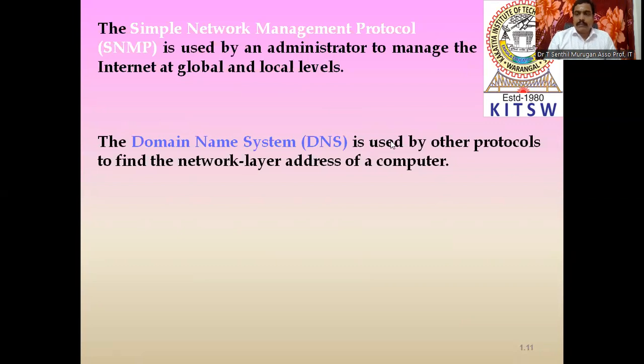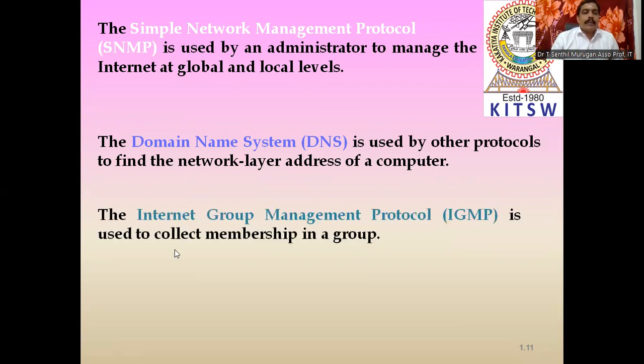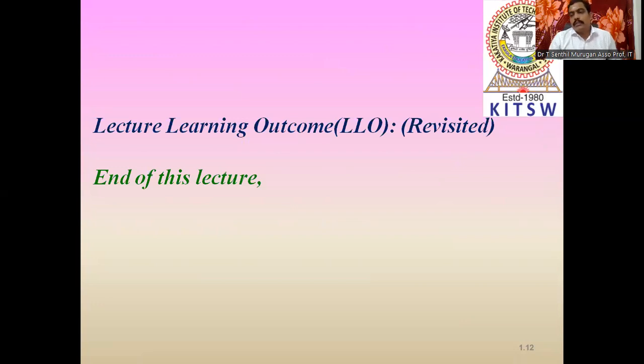Next one is the Domain Name System, DNS. It is used by other protocols to find the network layer addresses of a computer. When we are connected to a system, we want to identify which domain we are connected to. So the domain name will be identified and it will be replied to which domain you are connected. That is the Domain Name System. Finally, the Internet Group Message Protocol, IGMP. It is used to collect membership in a group. So now we have discussed different protocols with each layer of the TCP/IP protocol suite.